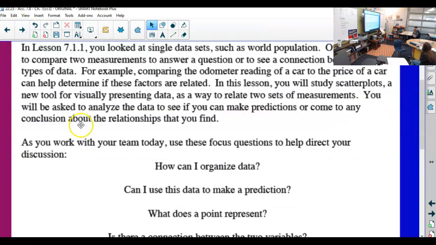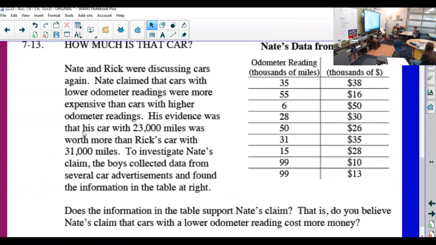All right. 7.12, we've got some data to analyze. So I want you to take a moment. This is not on your paper. There's a table that looks like this on your paper. This is not the one that's on your paper. Take a moment to look at this. Read what Nate and Rick were discussing, and do you think what they said is true? Nate and Rick. Not Nick. I keep wanting to say Nick and Nate.